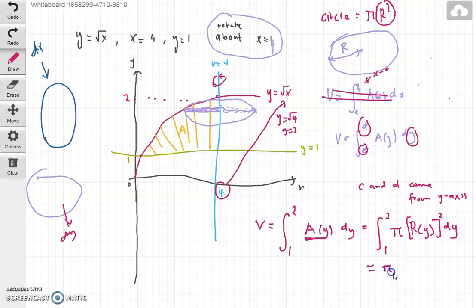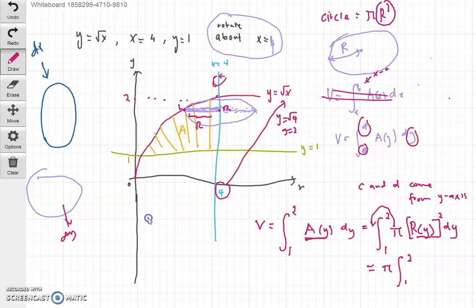Pi is a constant, so we may take it out, and we can bring the pi outside. Now it's time for us to change the value of r(y). So r is given by this part, so basically this is our r, which we can get by measuring this part and this part: right minus left.